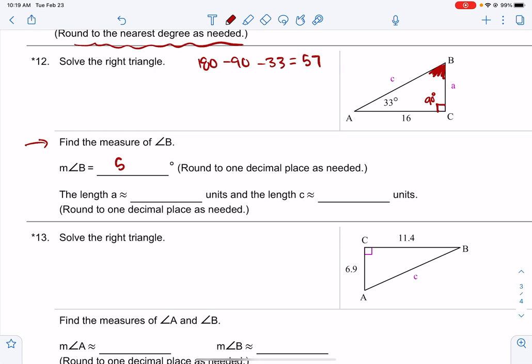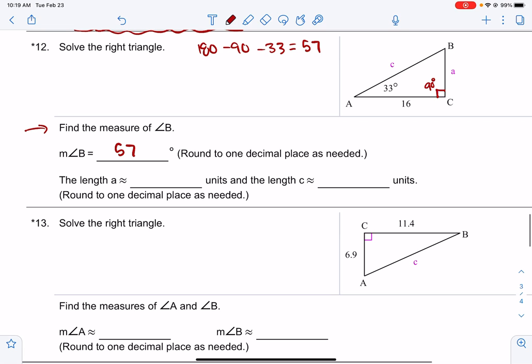So angle B is 57 degrees. Well, I probably shouldn't put the degree symbol. It already has it there. So 57. That's angle B. Then it wants me to find the length of A and the length of C.